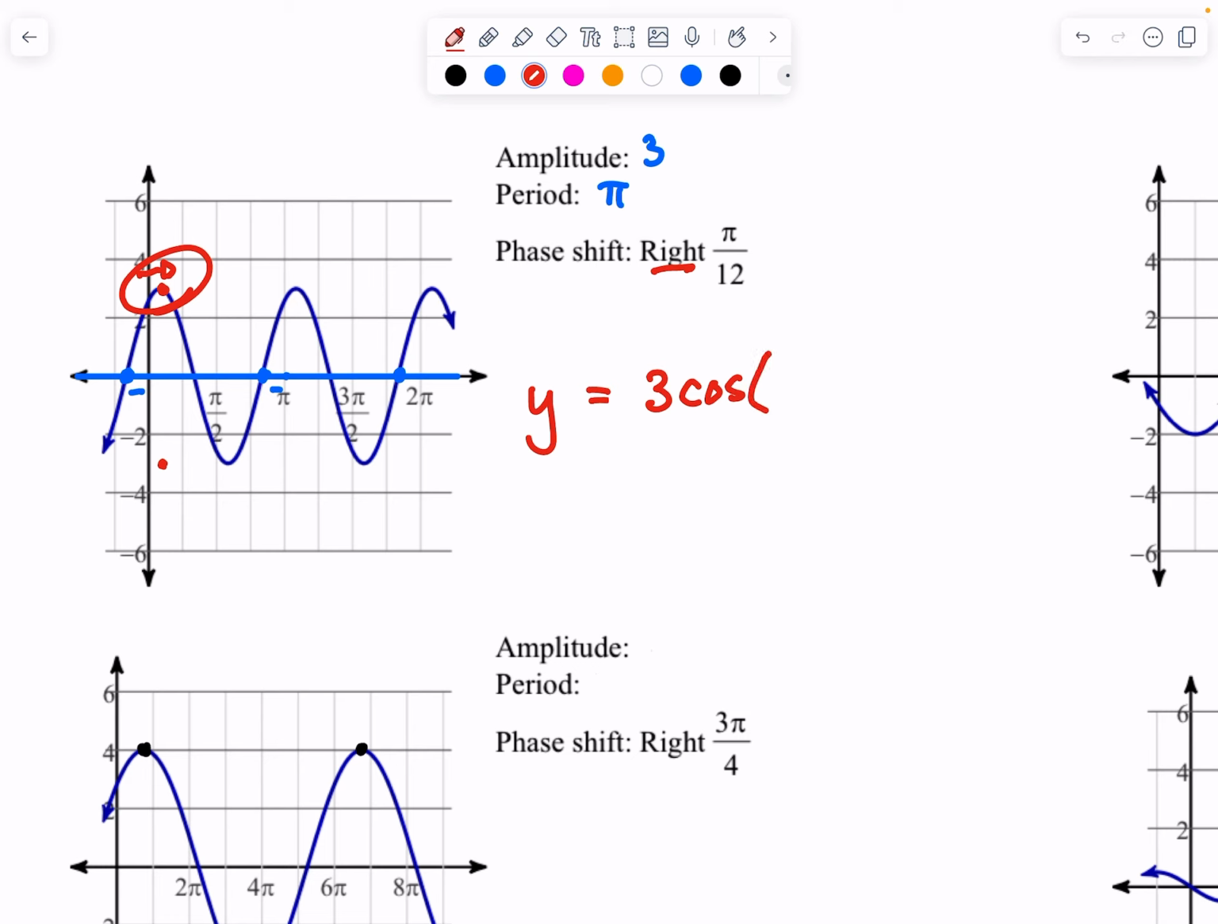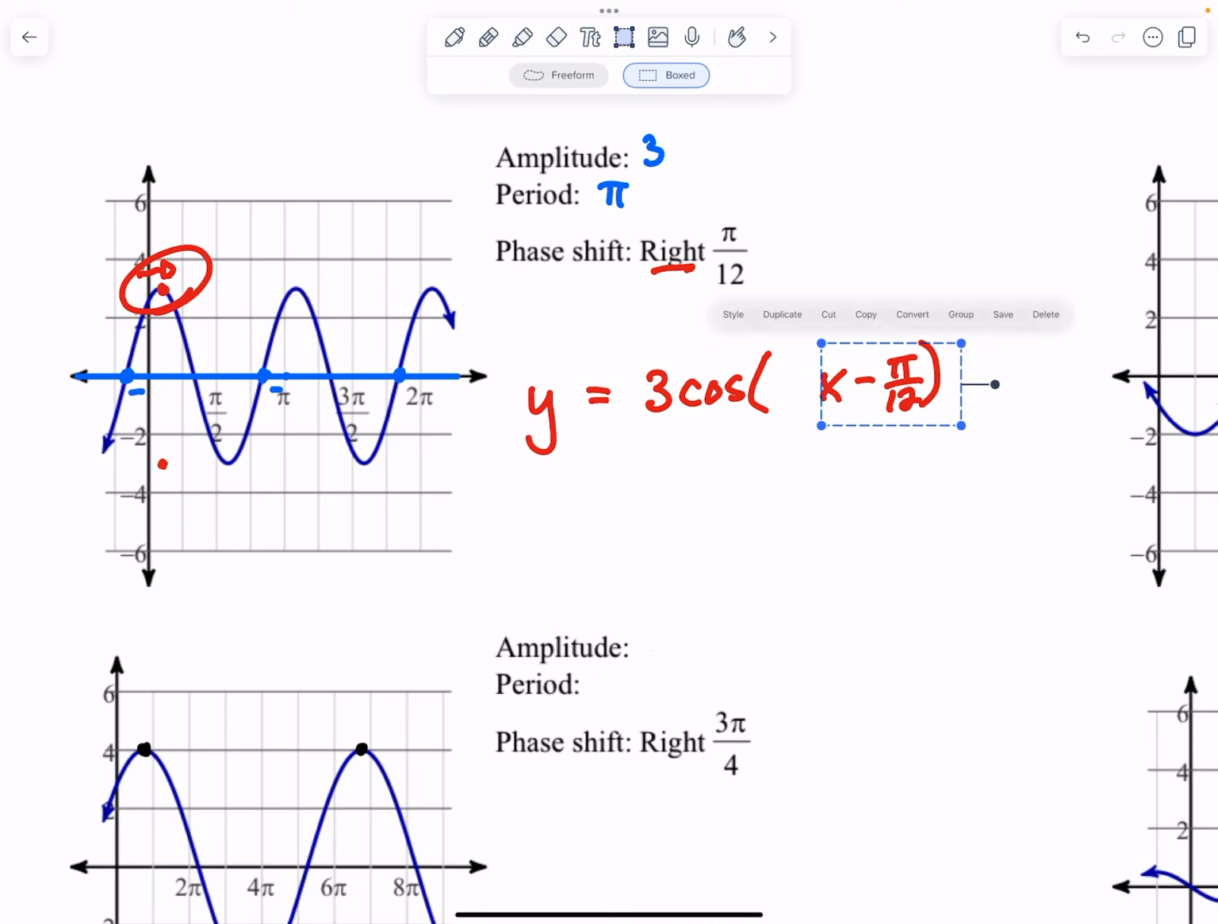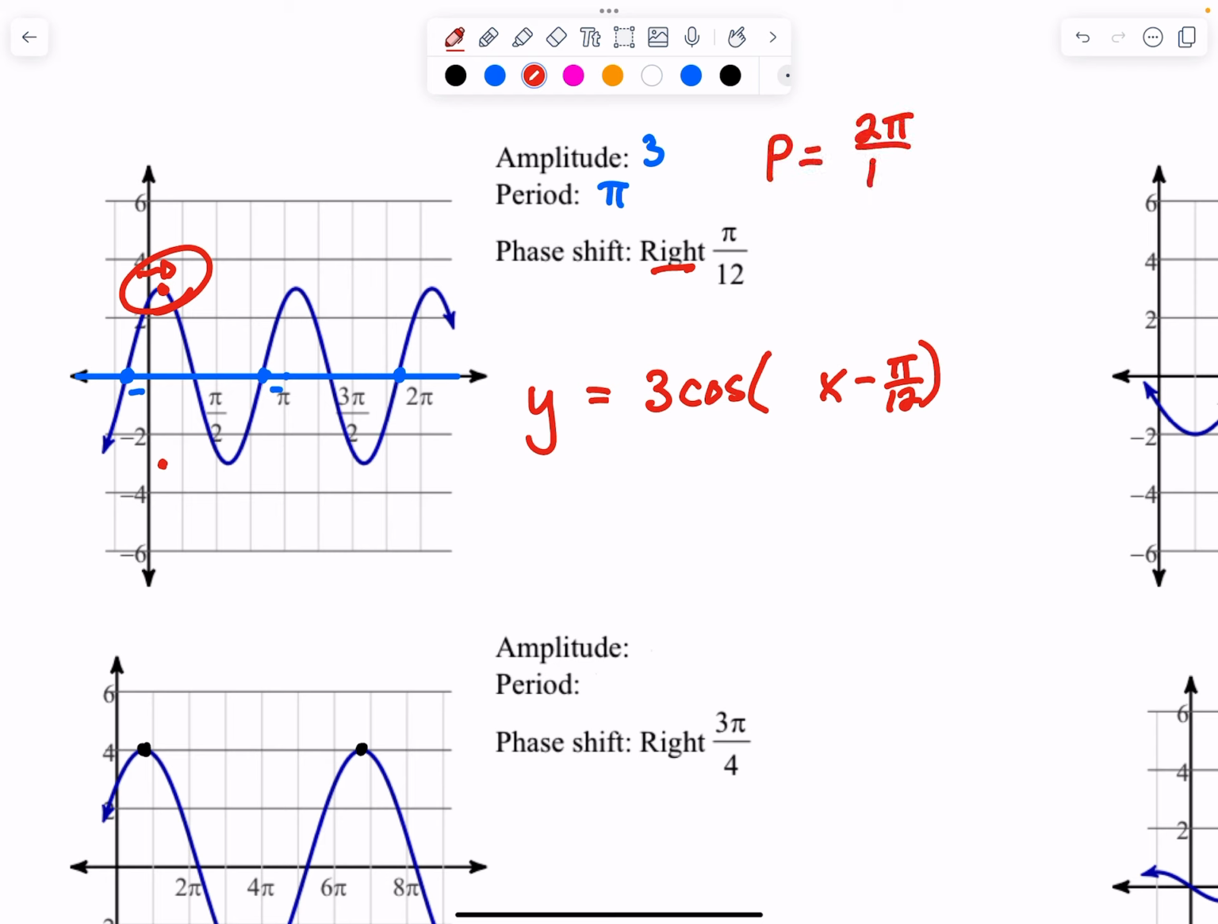I also have that if I want to move it to the right, I'm going to subtract pi over 12 to move it to the right. And then we're going to have to do a little bit more with the period. So the period means, remember, we have a formula for period. Period is equal to, for sine and cosine, 2 pi over b.